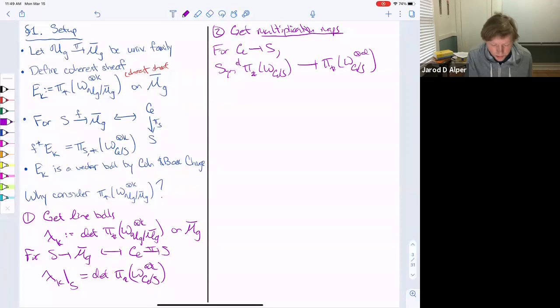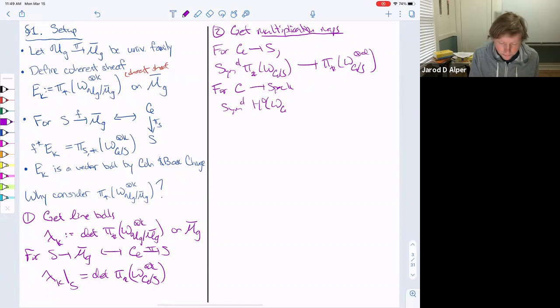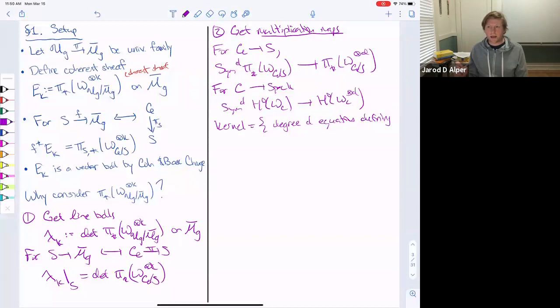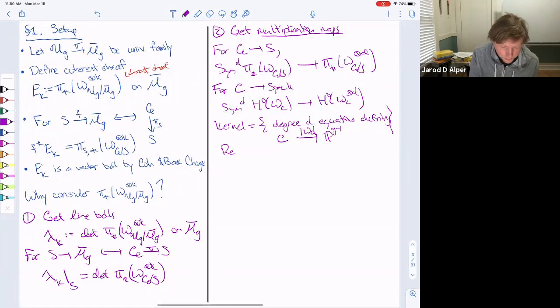So let's spell out what this is concretely, even when C is a curve over a field. Then this is the symmetric product; the push forward is just the global sections of the canonical sheaf, and it maps to global sections of the dth tensor power. The kernel of this map is identified with degree d equations defining the curve in the canonical embedding, defining C embedded via the canonical. So in particular, if C is not hyperelliptic, you can recover C from the data of this map.